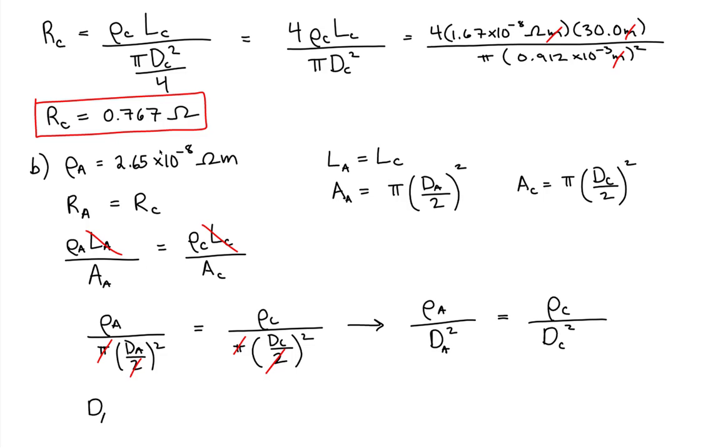Rearranging and doing a little bit of algebra, we get that the diameter of the aluminum wire is equal to the diameter of the copper wire times the ratio of the resistivity of the aluminum wire over the resistivity of the copper wire. And that is underneath the square root. Well, let's plug in values for this. The diameter of the copper wire was given as 0.912 millimeters.